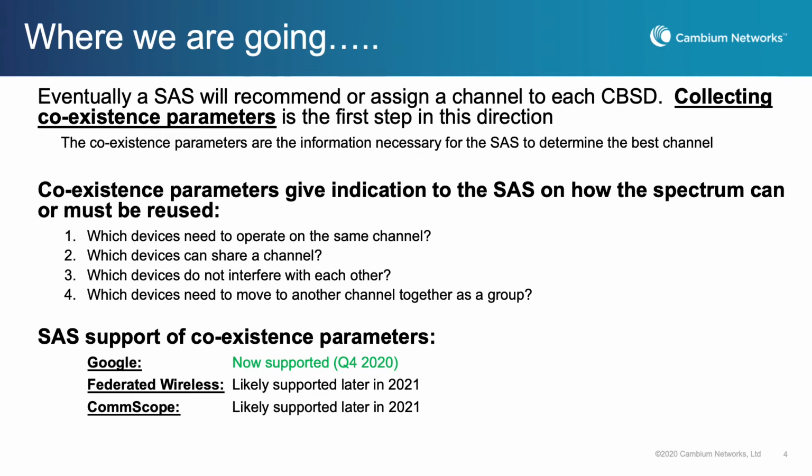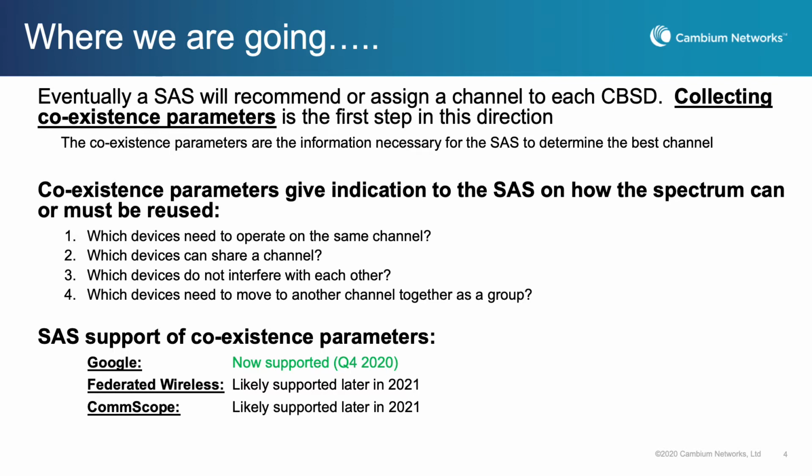Eventually, all SAS vendors will support coexistence parameters, but the first out of the gate is the Google SAS, which already supports them now. The Federated Wireless and CommScope SASs are also expected to support these parameters later in 2021. As we will explain later, the changes in the AP GUI and in the cnMaestro tool to support the coexistence parameters apply to devices and accounts regardless of the SAS vendor the device is connected to.